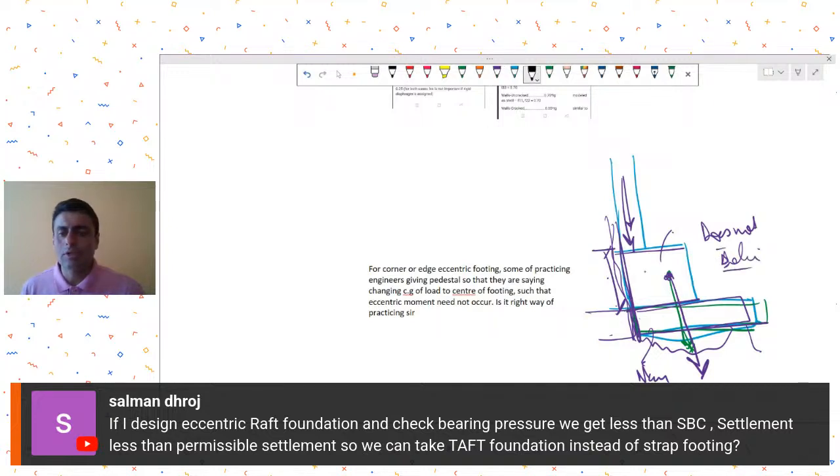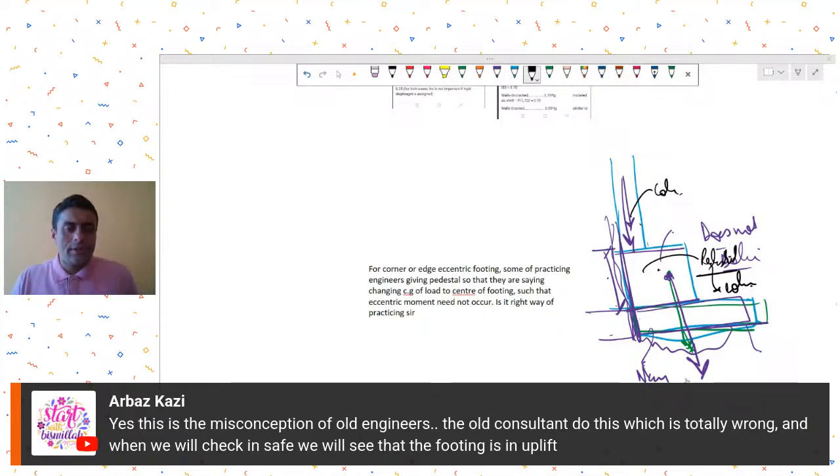You can do this experiment yourself. Let's say you're doing a SAFE model, you assign this pedestal some column property, analyze it and see it for yourself. Mr. Arbaz Kazi is adding over here that this is the misconception of old engineers. The old consultants do this, which is totally wrong, and when we check in SAFE we will see the footing is in uplift. Yeah, that's what I was saying. The physics or maths does not get solved even after adding this pedestal or doing such gimmicks. It won't work.